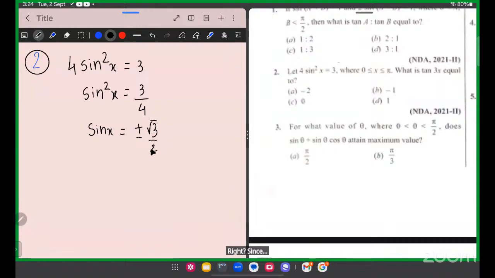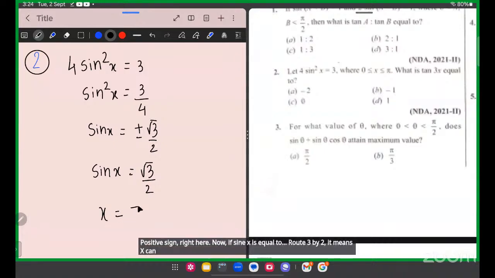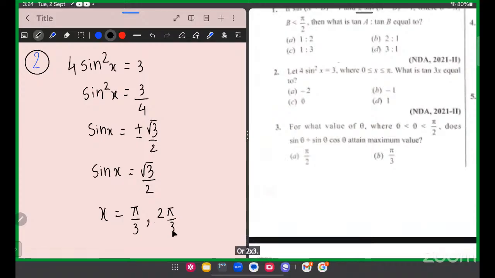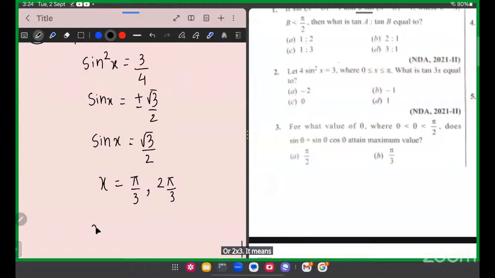Since x lies between 0 and pi, I don't have to take the negative sign, because in the first and second quadrant sine is positive. So I need to consider only the positive sign right here. Now if sine x is equal to root 3 by 2, it means x can be either pi by 3 or 2 pi by 3. It means 3x is equal to either pi or 2 pi.